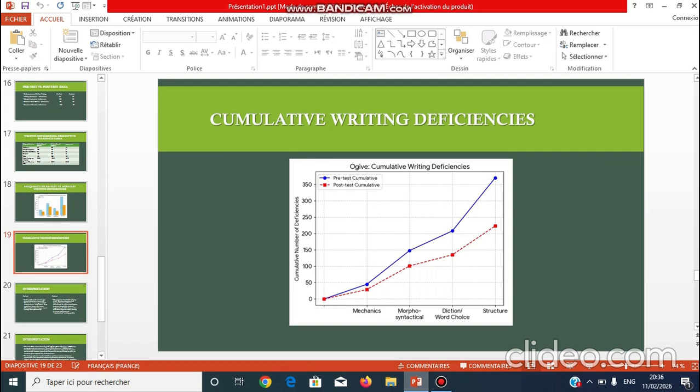This ogive clearly shows a significant drop in producing deficiencies as far as mechanics of writing are concerned, morphosyntactical deficiencies, diction, word choice, or structure. The ogive makes it clear enough to conclude that the program, or this crash course, was beneficial.